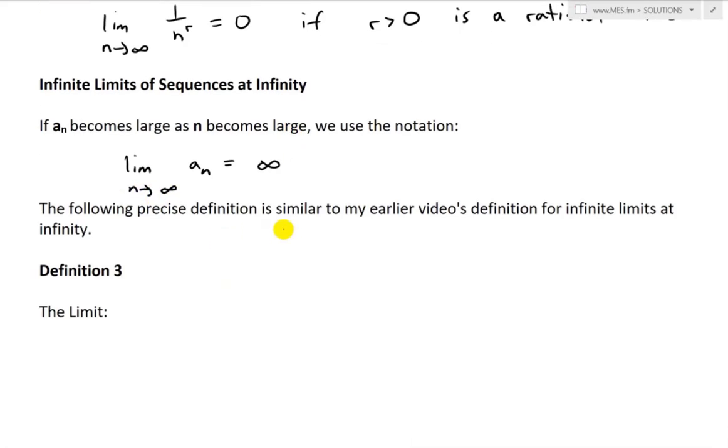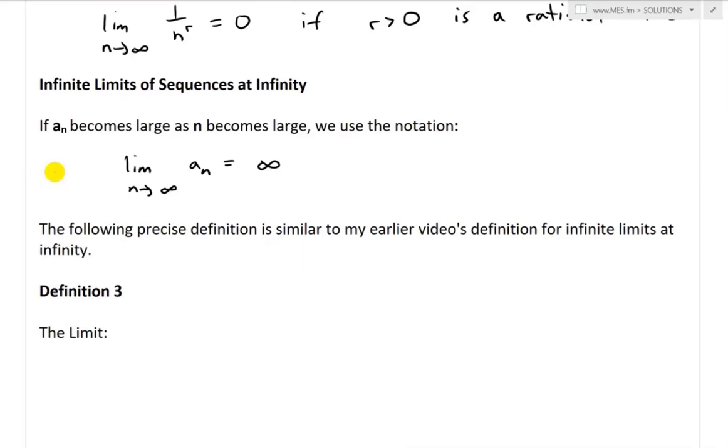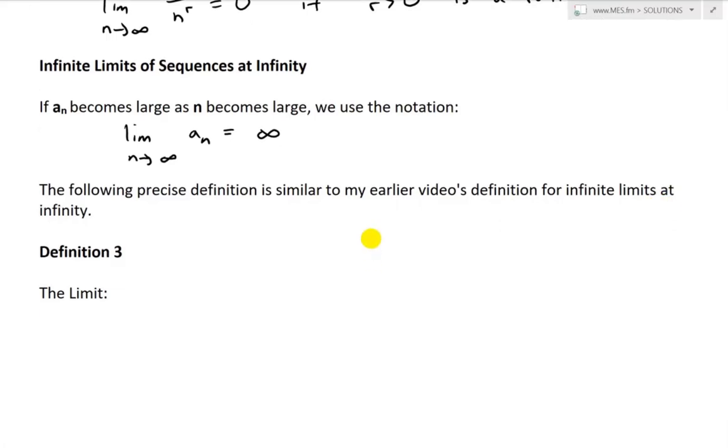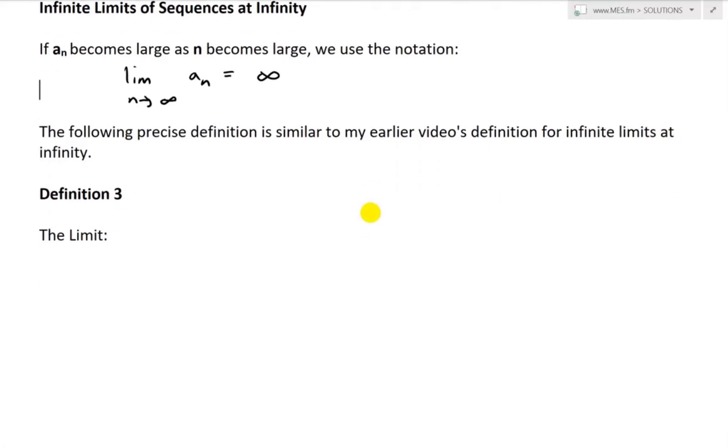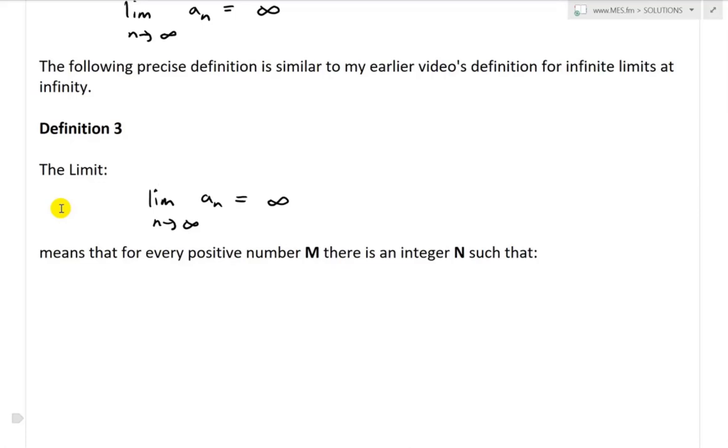The following precise definition is similar to my earlier video's definition for infinite limits at infinity. This is going to be Definition 3. Definition 3 states the limit as n approaches infinity of a_n is equal to infinity. This means that for every positive number M, there is an integer N such that a_n is greater than this positive number M whenever n is greater than N.